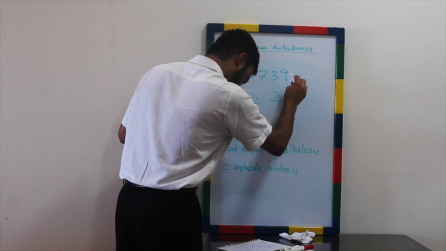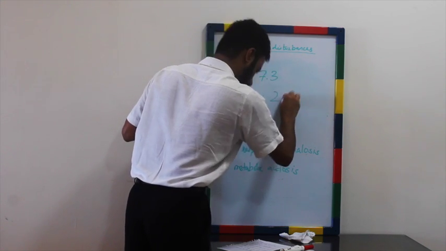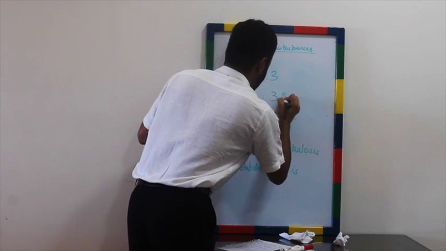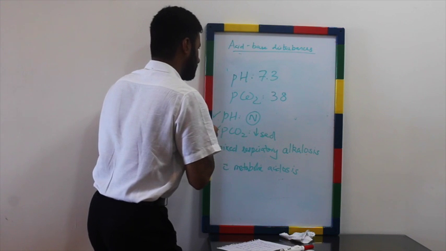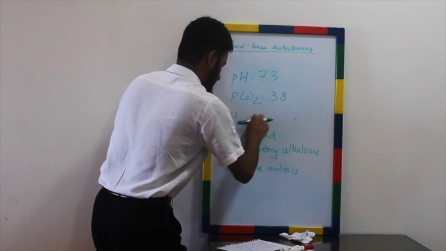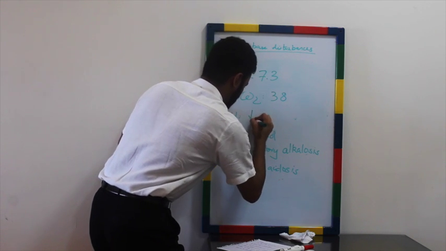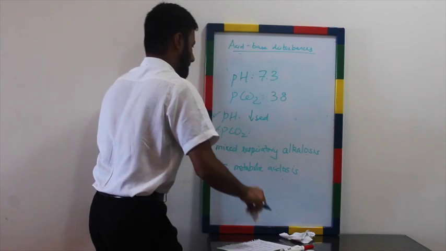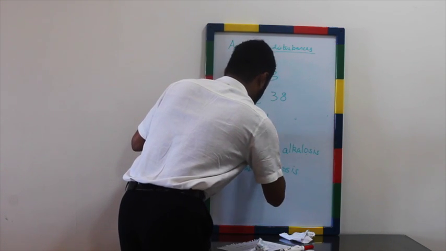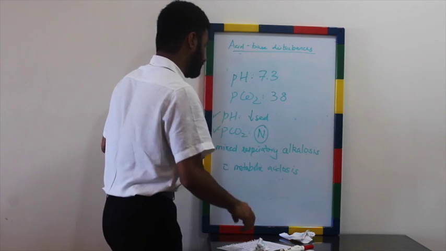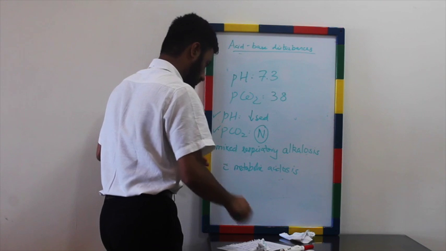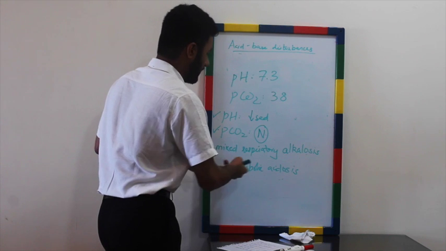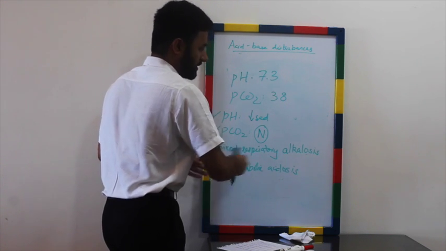Now let's say the pH is 7.3, the PCO2 is 38. So here the pH is decreased. The PCO2 is normal. So again in this case you have a mixed metabolic acidosis with a respiratory alkalosis.